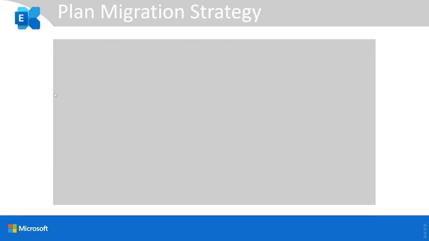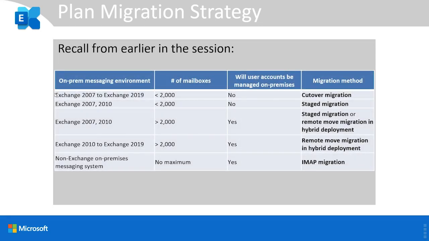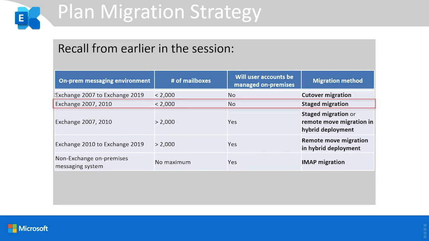There are certain factors that will heavily influence your choices when planning a strategy for migrating to Exchange Online. For example, recall from earlier in the course that there are different strategies available for different circumstances. Each migration strategy has its pluses and minuses. Cutover migrations are appropriate for migrating small numbers of mailboxes to a purely cloud-based solution. Staged migrations can be used for migrating small numbers of Exchange 2007 or 2010 mailboxes.